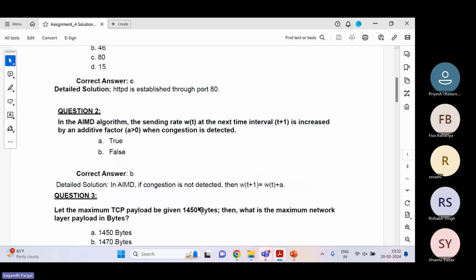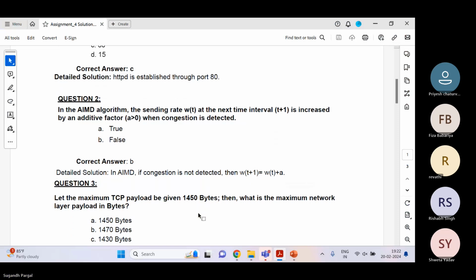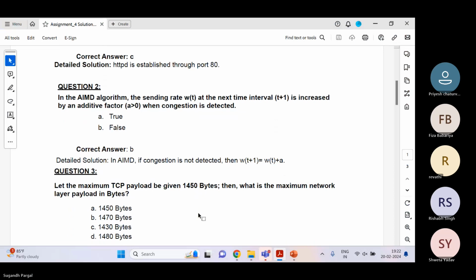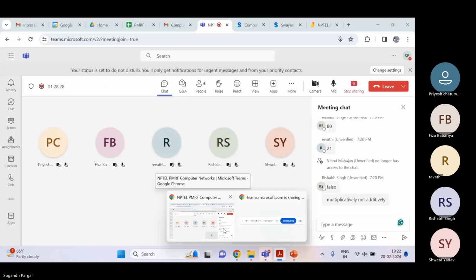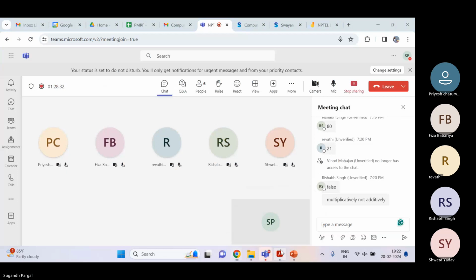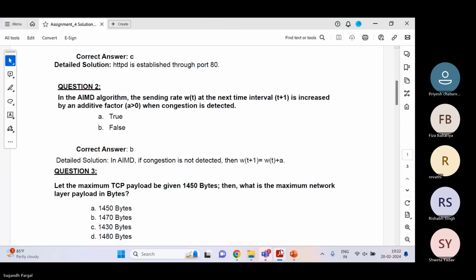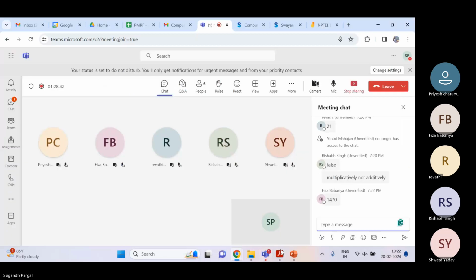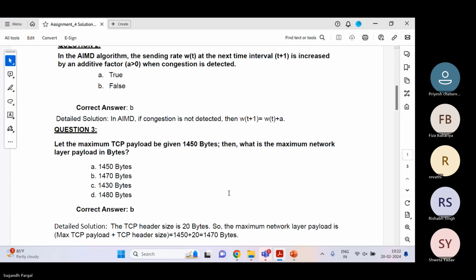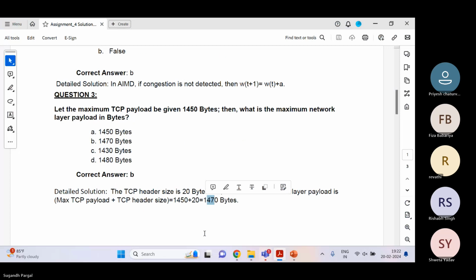So let the maximum TCP payload be 1450 bytes. Then what is the maximum network layer payload in bytes? Anyone? So the TCP header size is 20 bytes. So the maximum network payload can be the maximum TCP payload plus the TCP header, that is 1470 bytes. Yeah, you're right.